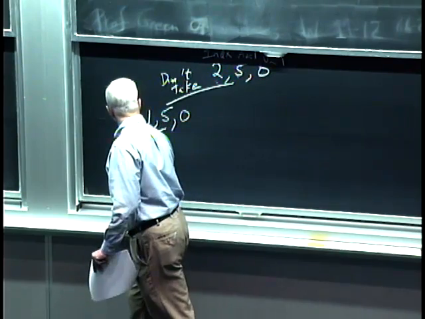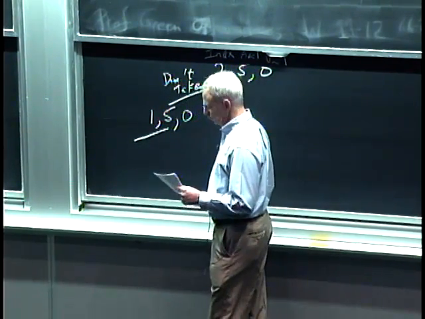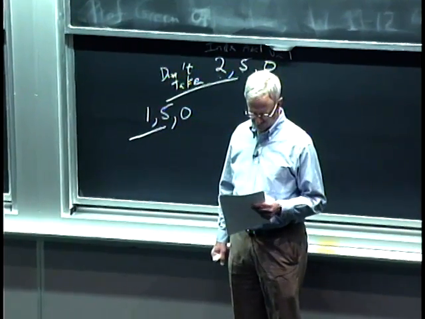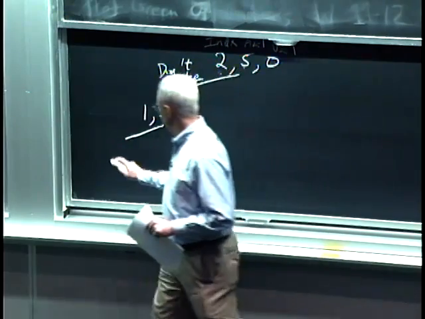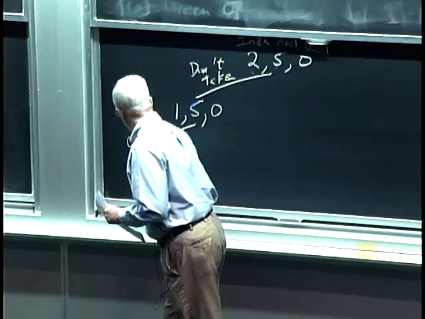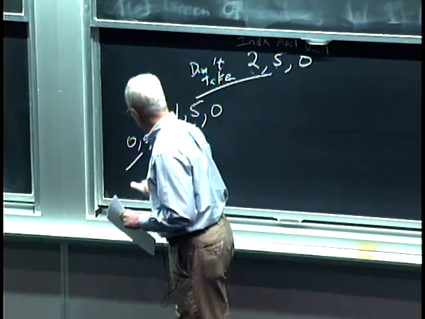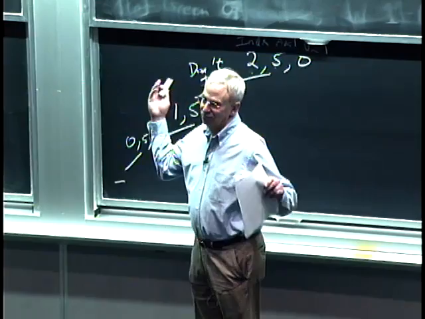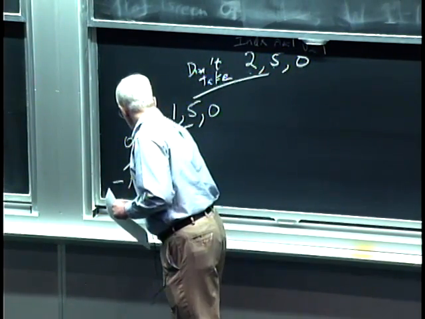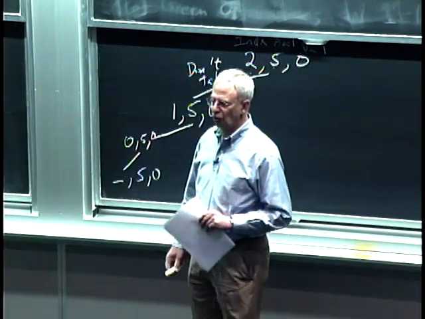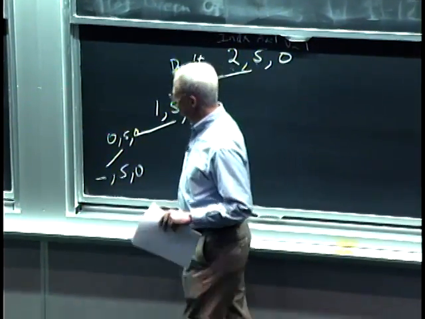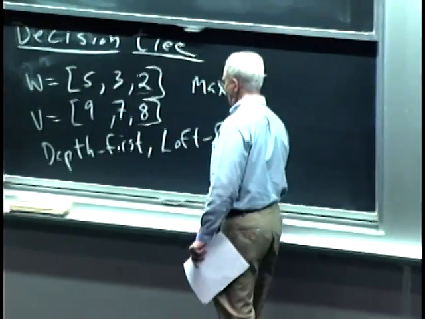So we'll take another don't take branch here. And what is this node going to look like? 0, 5, 0. And then we'll go one more, and I'll just put a minus indicating I'm done. I can't look below that. I still have 5 pounds left, and I still have 0 value. The next thing I'm going to do is backtrack.